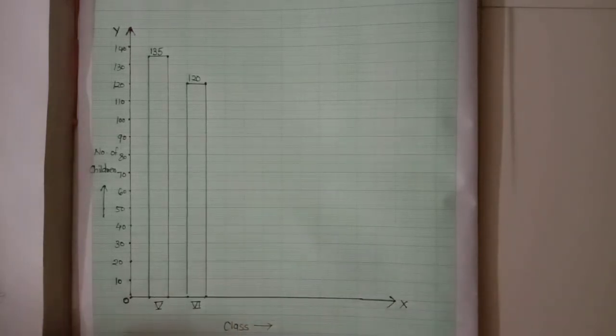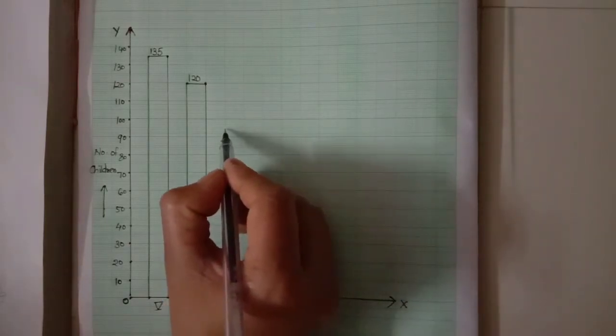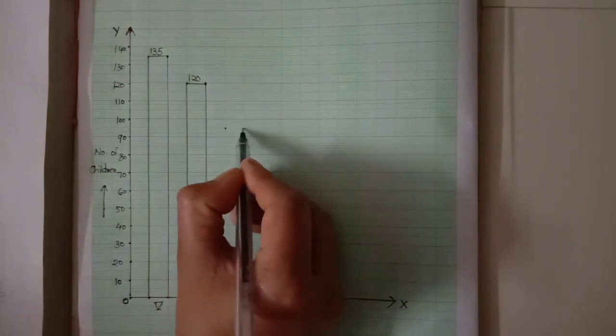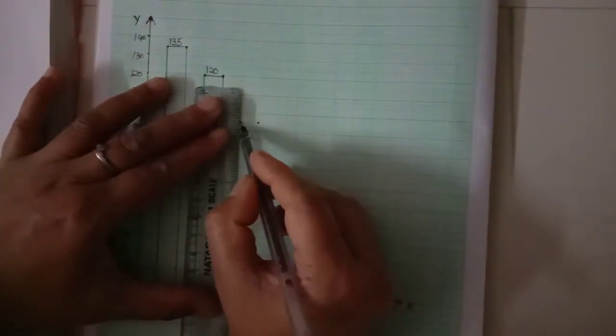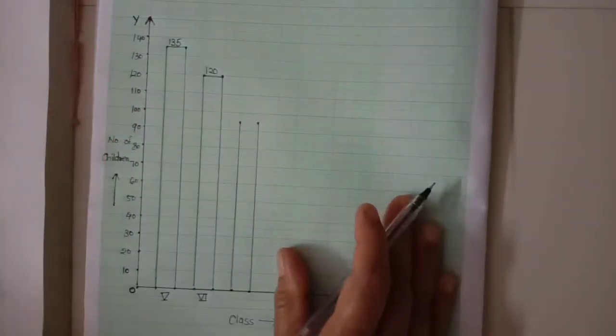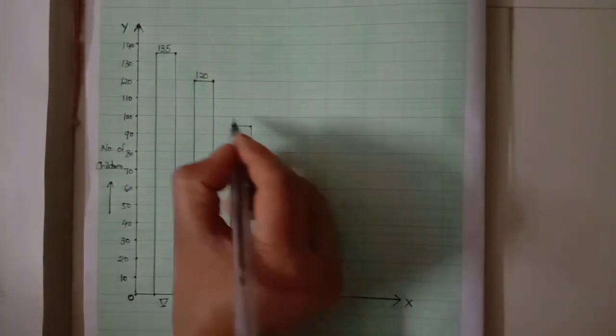Similarly, we will make a bar for 7th also. In 7th class, there are 95 students. So, for 7th class, the height of this bar will go up to 95. It means between 90 and 100. Okay, this bar is for 7th class. The height of this bar will be up to 95.